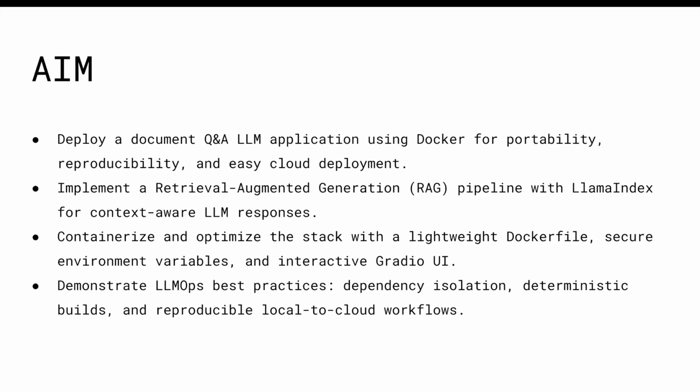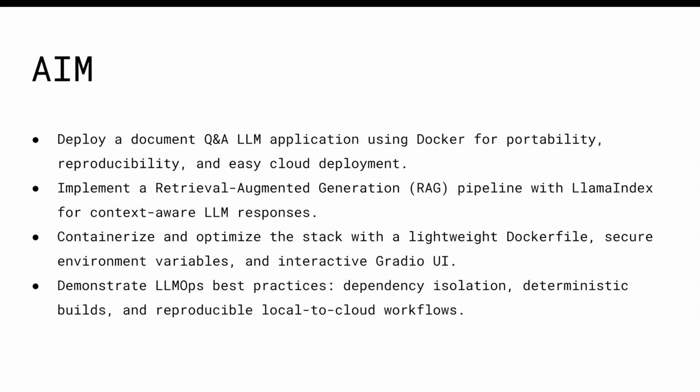Our aim. Our primary goal was to successfully deploy a document Q&A LLM application using Docker to ensure portability and easy cloud deployment. We implemented a retrieval augmented generation, RAG, pipeline with a LlamaIndex to make sure the LLM responses are context aware, based specifically on the uploaded document. We focused on LLMOps practices, isolated dependencies, and created a reproducible workflow from our local machine to the cloud.